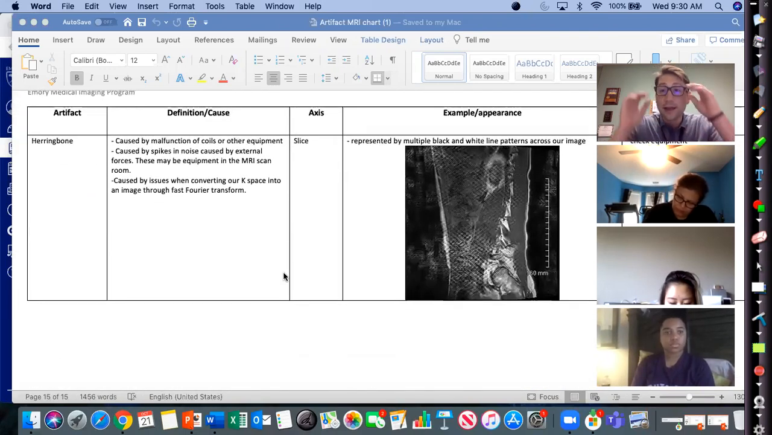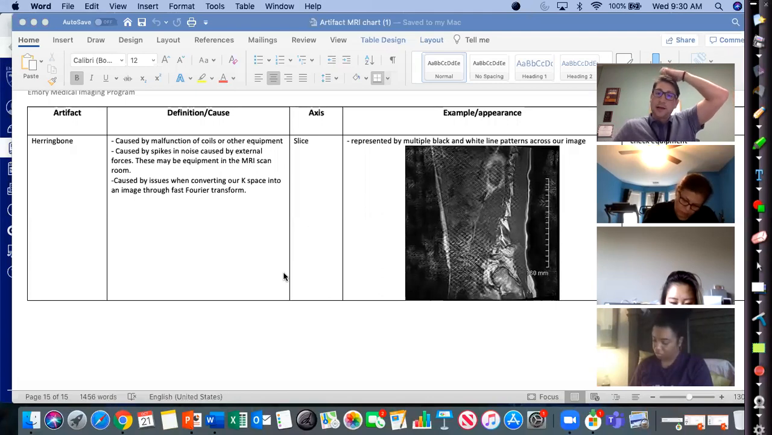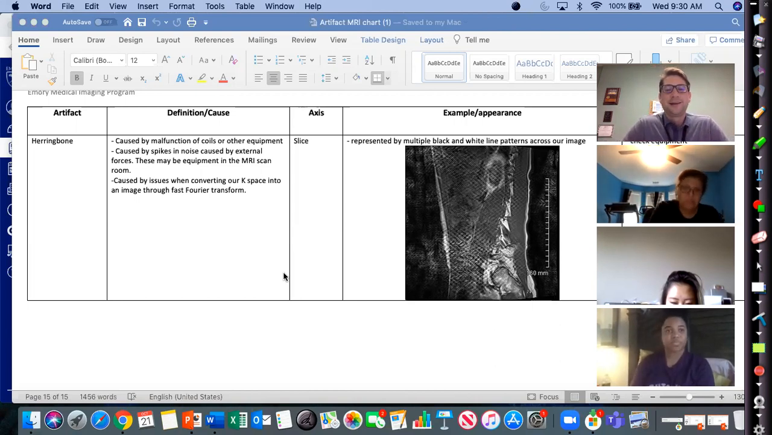All right. And then the last artifact. This one is called herringbone. I've also seen it called tweed or variations of certain fabrics. Corduroy, you'll sometimes see it appear as. But once again, this is really not our issue. Something's going on with the scanner. So this is caused by malfunctioning of coils or other equipment within the scanner.